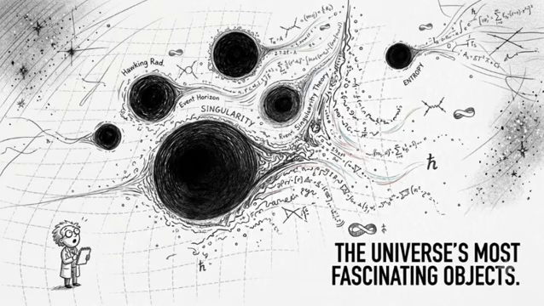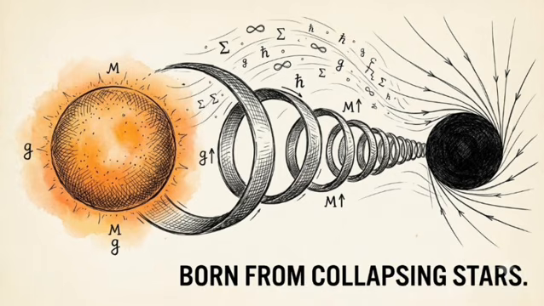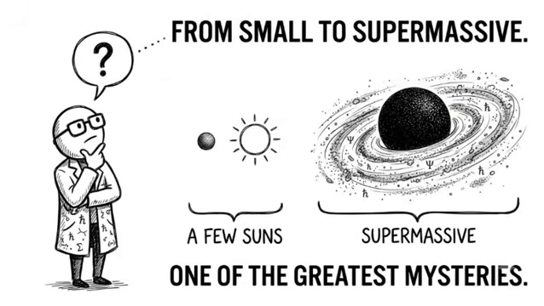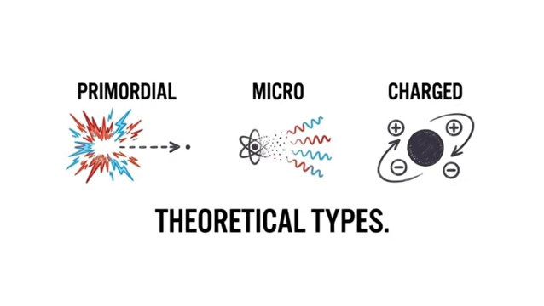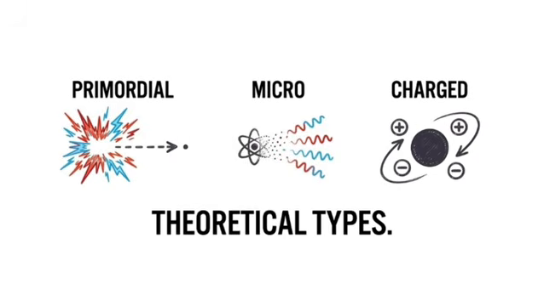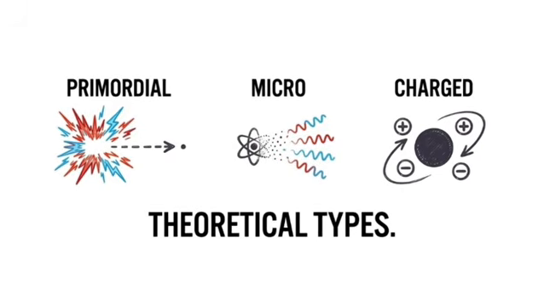Black holes are some of the most fascinating objects in the universe. Most begin when massive stars collapse under their own gravity, creating regions where nothing, not even light, can escape. Some are only a few times heavier than the sun, while others grow into supermassive giants that sit at the centers of galaxies.